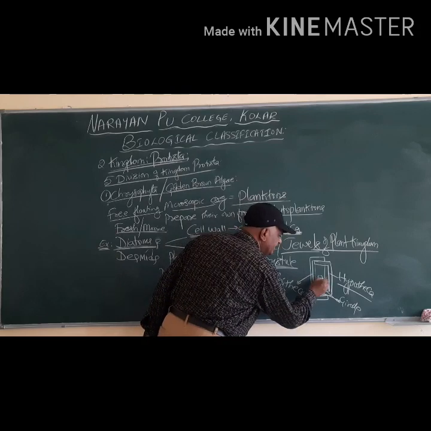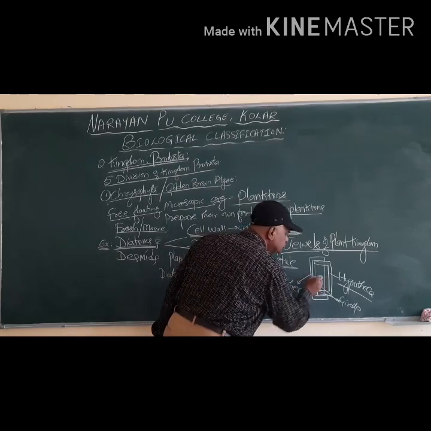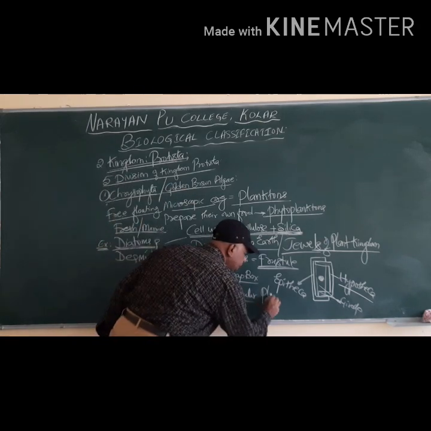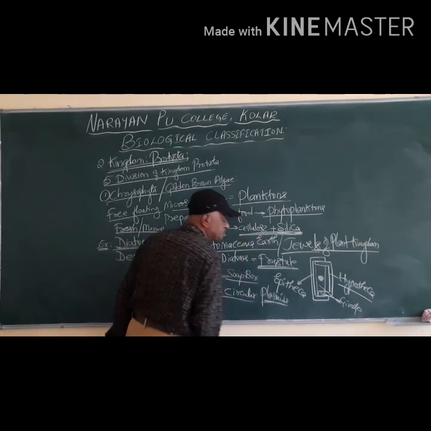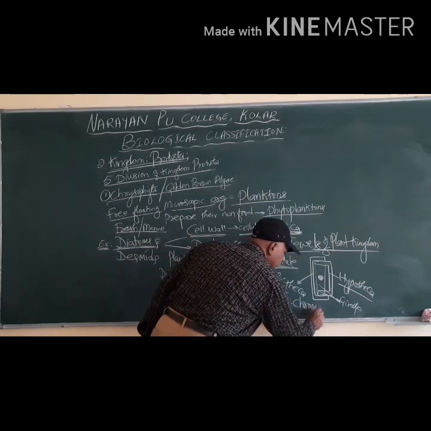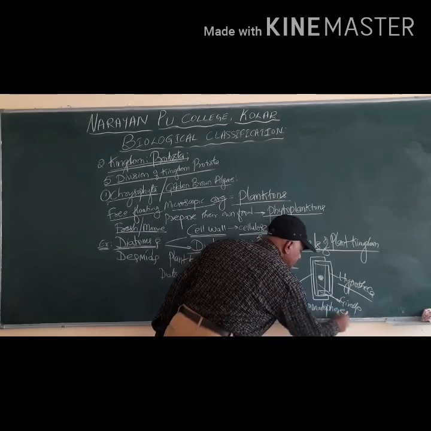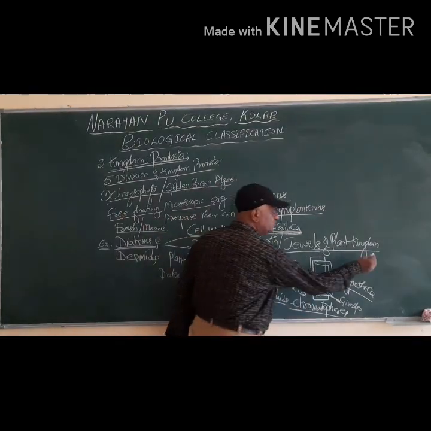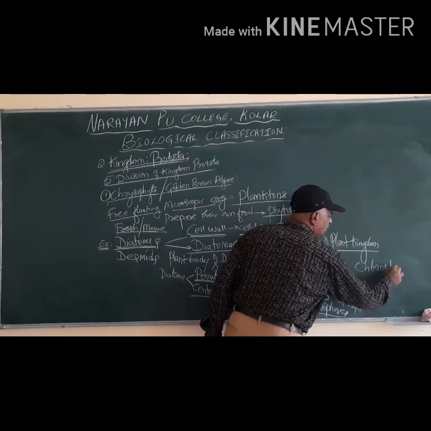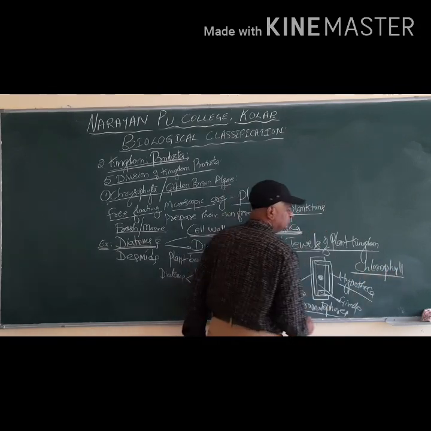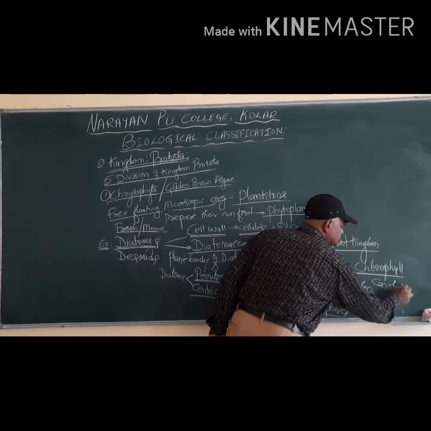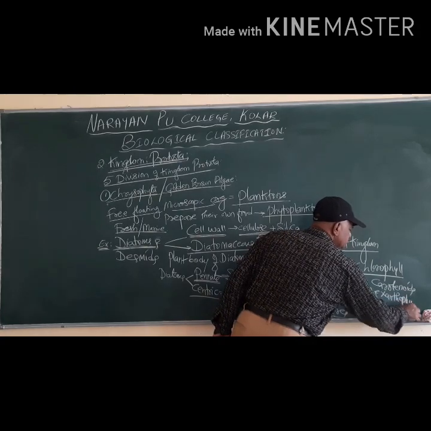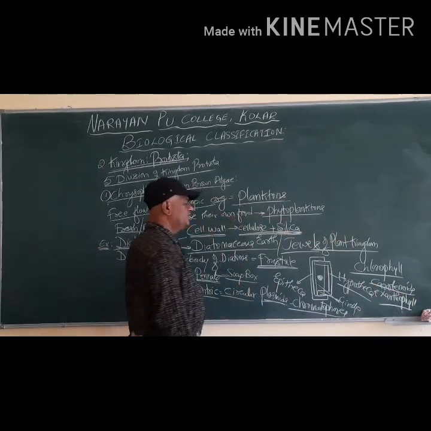Inside this, there is a well-developed nucleus. Along with this, there are plastids. These plastids contain chromatophores. These chromatophores have pigments called chlorophyll, carotenoids and xanthophyll.